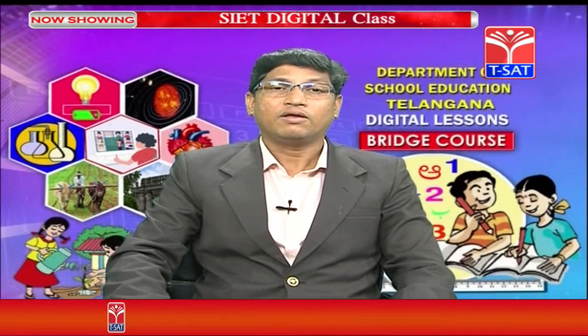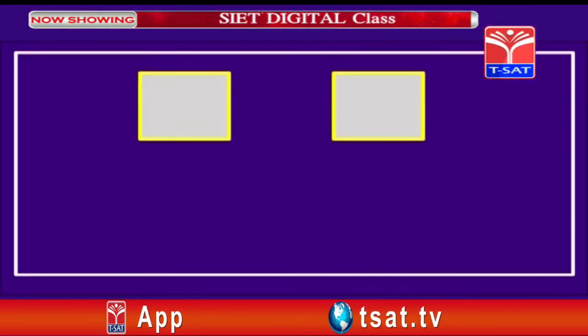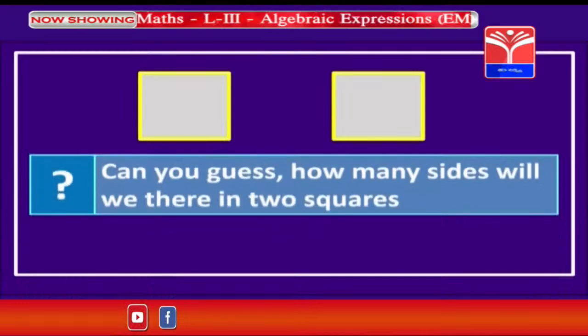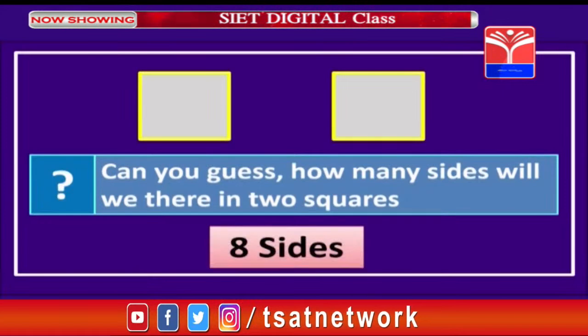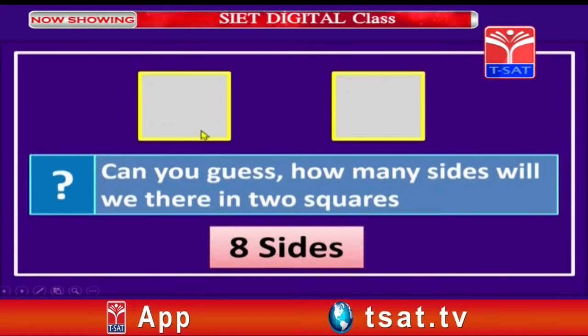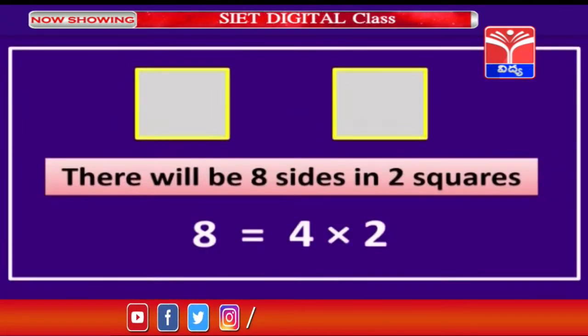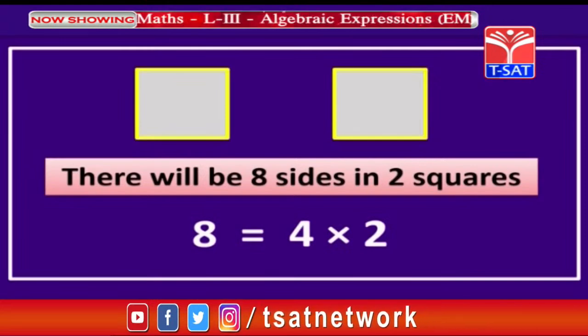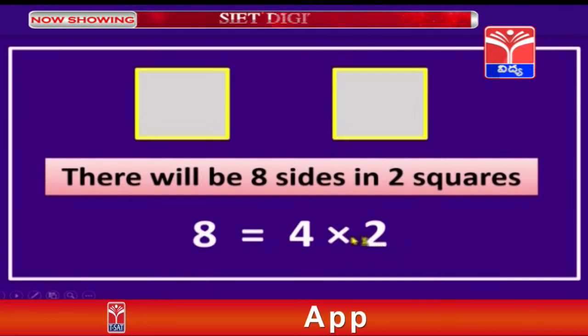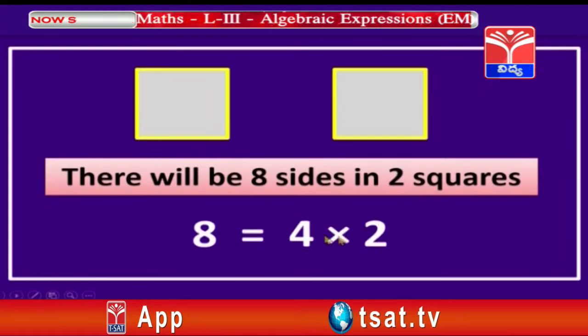Now let us see if we take 2 squares children. Now take a look at the screen now. We have 2 squares. Now children, can you say how many sides will be there in these 2 squares? Yes, you are right, 8 sides. Why children? Because we have one square, so 4 sides, plus there is another square, so another 4 sides. So 4 plus 4, 8 sides. Now I will write this 8 as 4 into 2. Got it children? I can write 8 as 4 into 2. And here this 4 is number of sides. And there are 2 squares, I am writing 4 into 2.